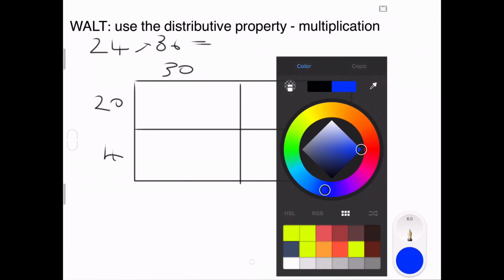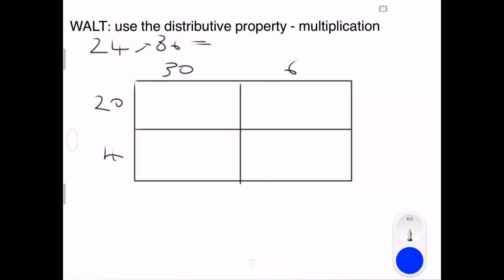Now using this grid, I can actually multiply them together to find out my answer. So I'm using 4 steps here rather than just 2. So here in this box, I'm going to multiply 20 by 30. 20 by 30 is 600. 4 times 30 is 120. 6 times 20 is 120. And then 4 times 6 is 24.